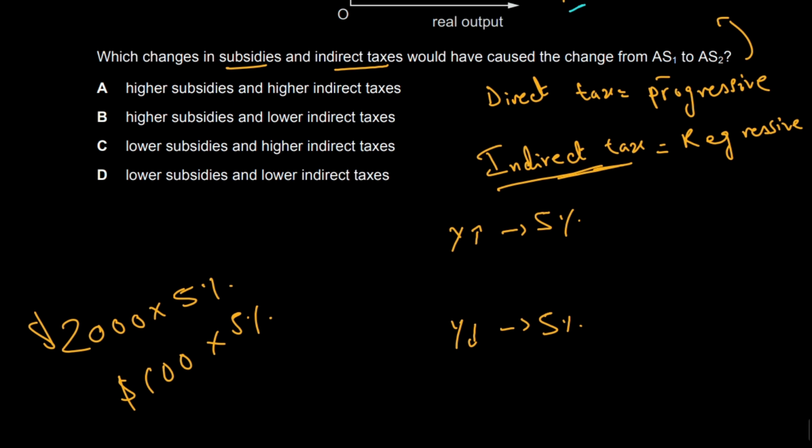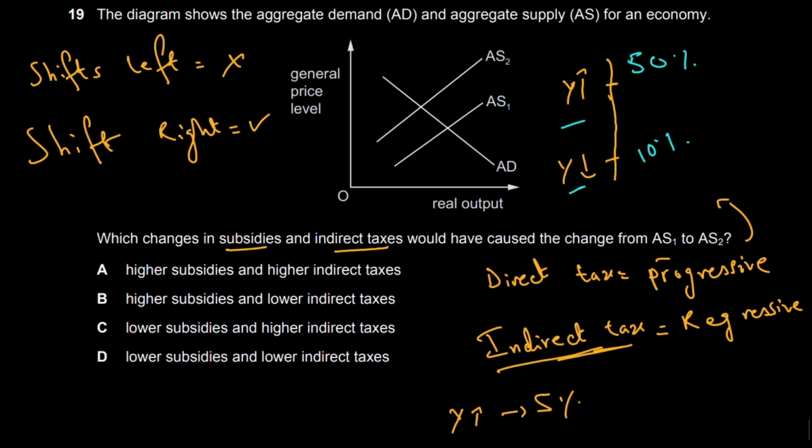So the question is asking which changes in subsidies and indirect taxes would have caused the change from AS1 to AS2. Basically our aggregate supply has shifted to the left, which means it has decreased. A states higher subsidies and higher indirect taxes. If we divide this into two parts, higher subsidies means our aggregate supply would rise, while higher indirect taxes means our aggregate supply will fall. However, in our diagram, our aggregate supply has shifted to the left. It did not rise.